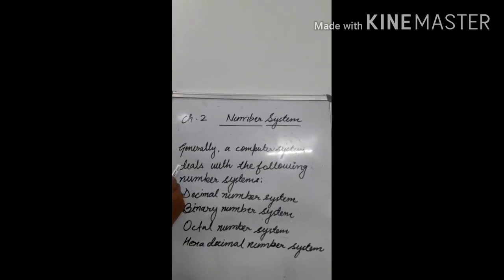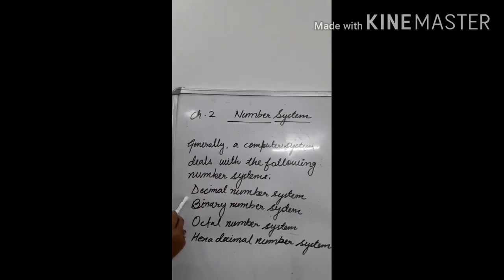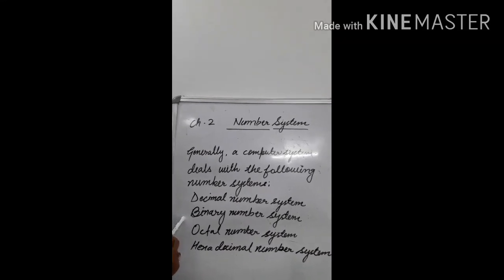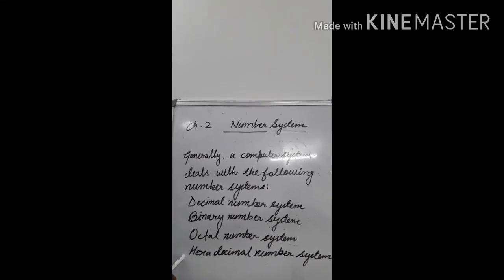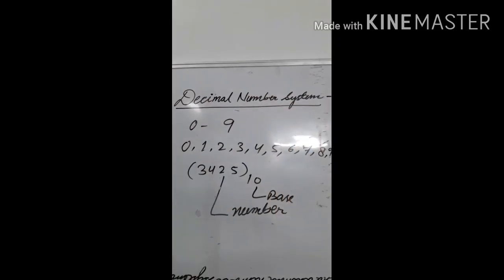As we know, computer is an electronic device. It stores data, instructions and other information in coded form. For example, when we enter any character through keyboard, it converts it into its own language, binary language, which is understood by the computer system. Generally, a computer system deals with the following number systems: decimal number system, binary number system, octal number system and hexadecimal number system.